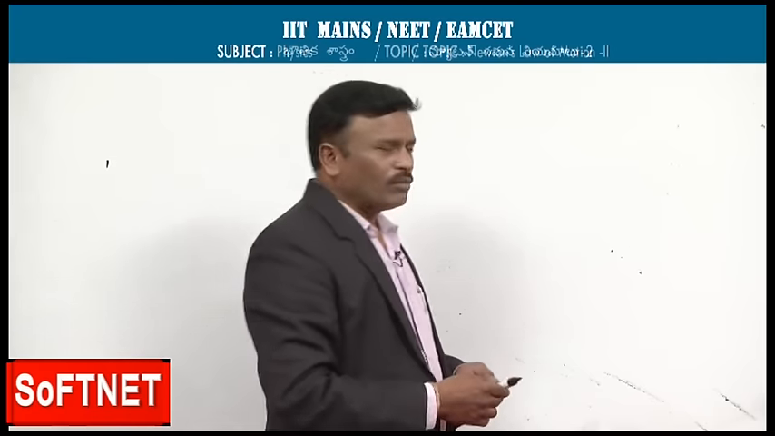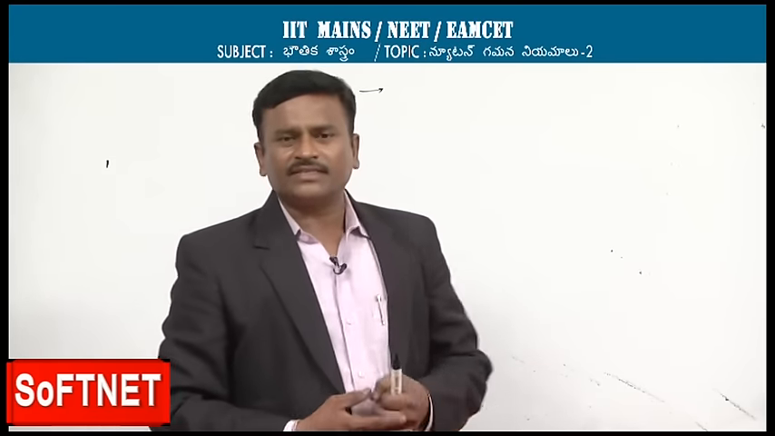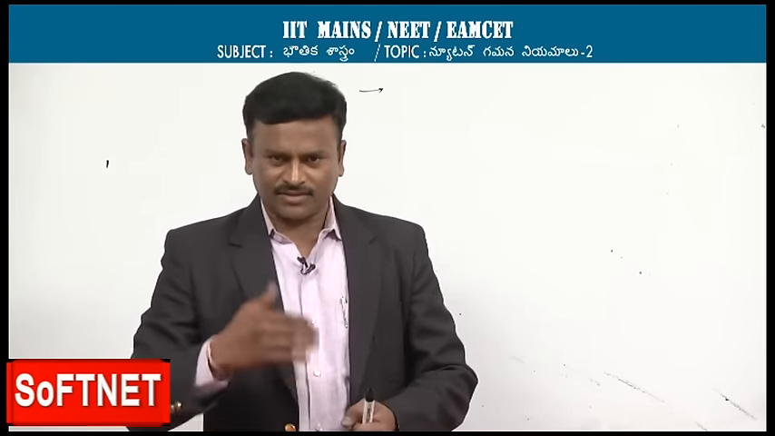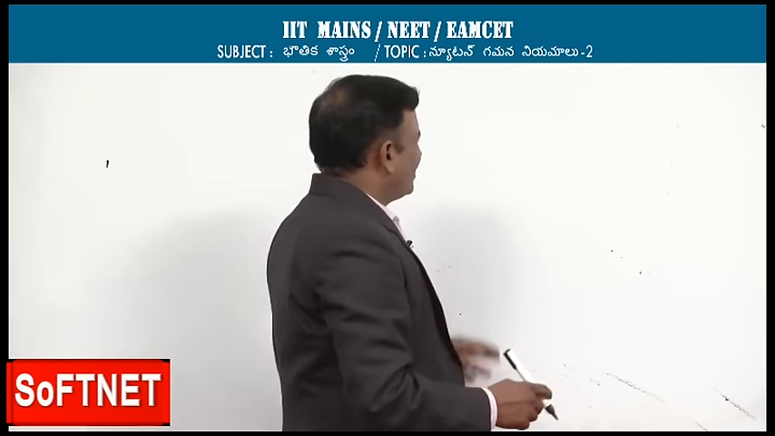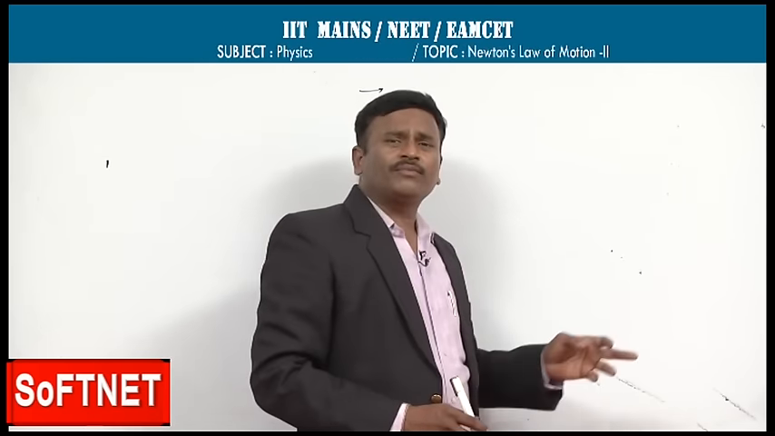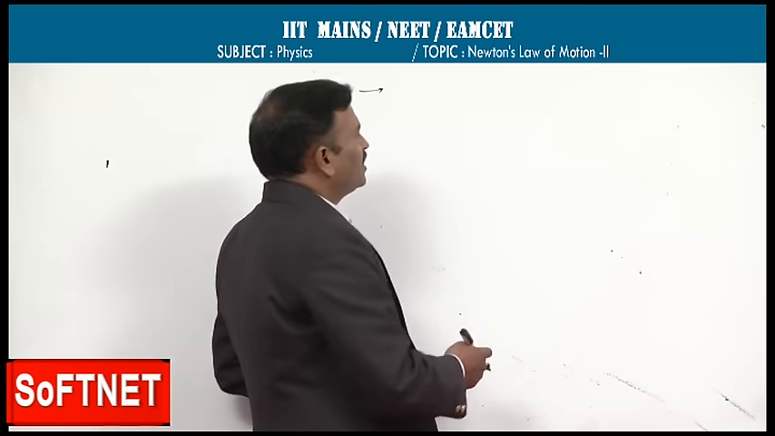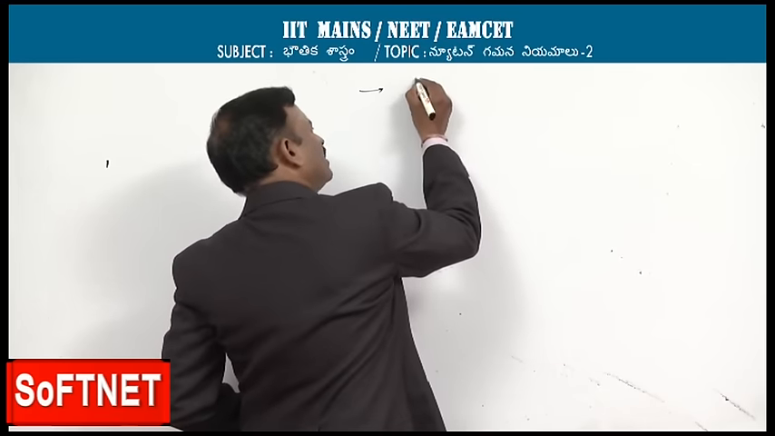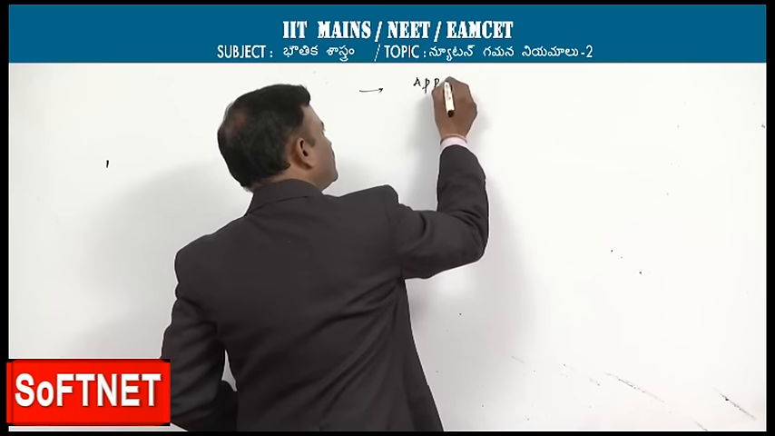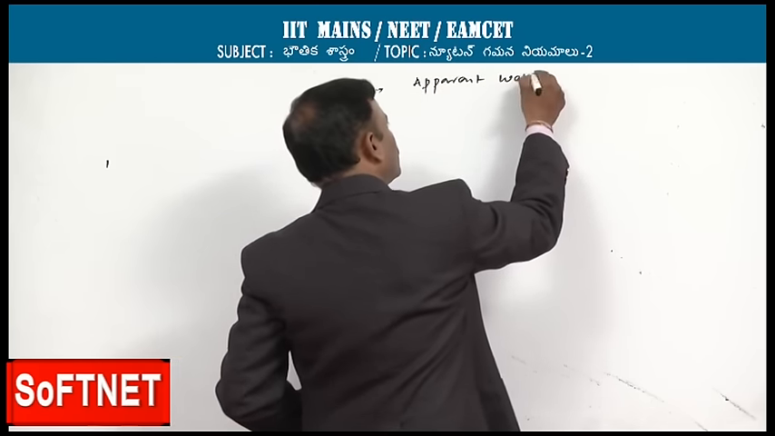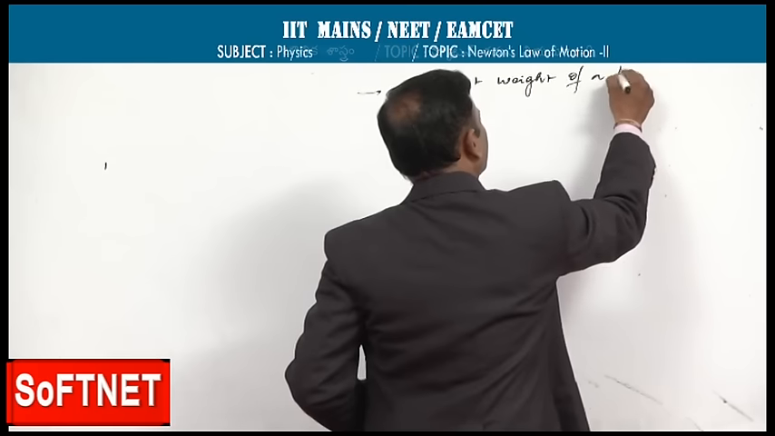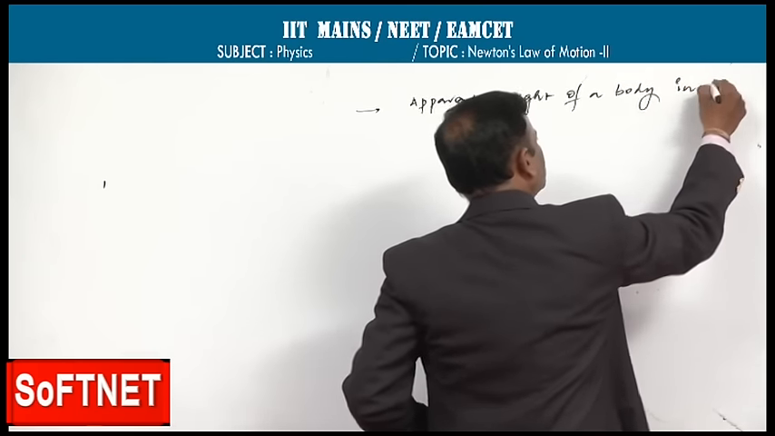Right? The apparent weight, it is also an important model for the competitive exam. So how weight of the body changes as its frame of reference is changing. Like in a stationary frame of reference, the weight of the body is constant. In an accelerating frame of reference, the weight of the body will change. How will it change? Let us take the case of a lift. Apparent weight of a body in a lift, let us see.